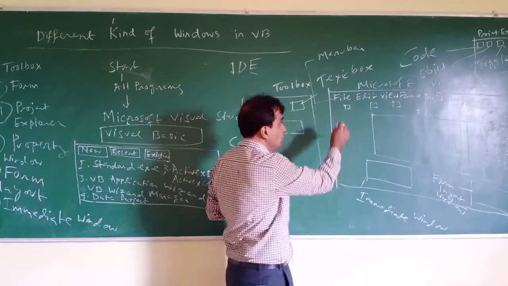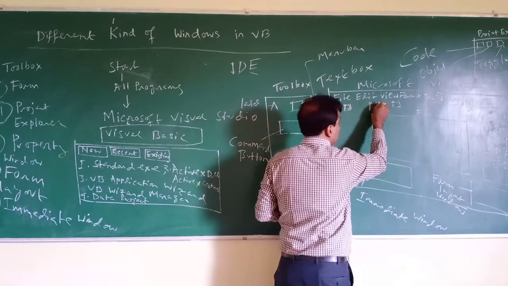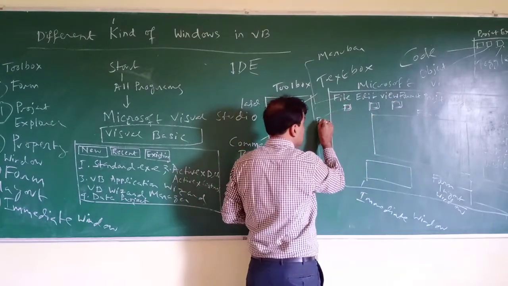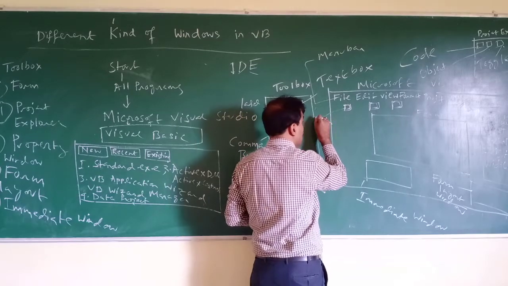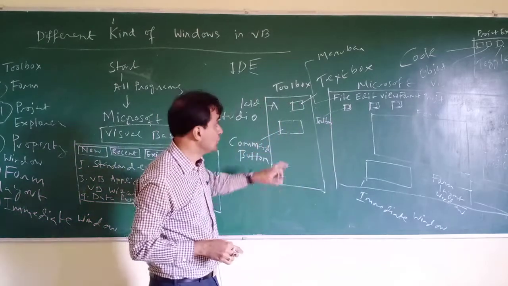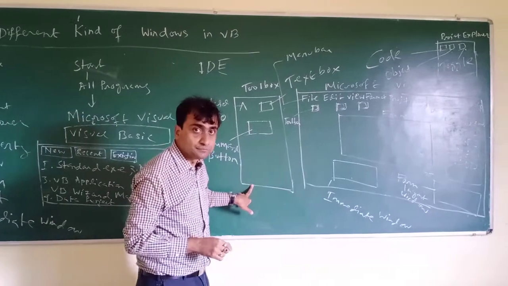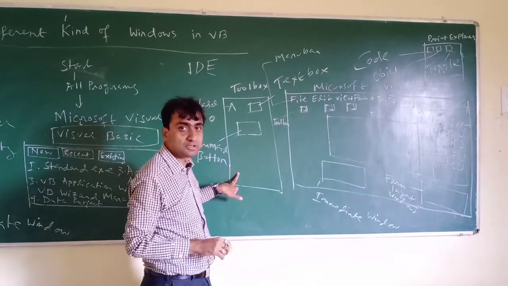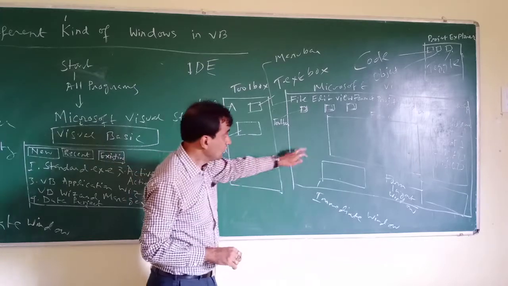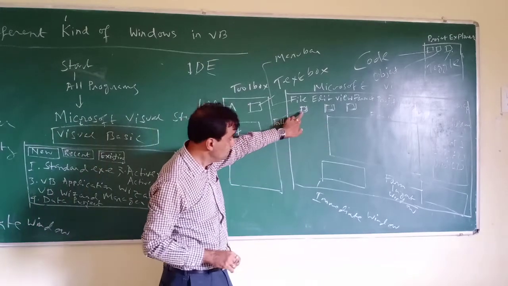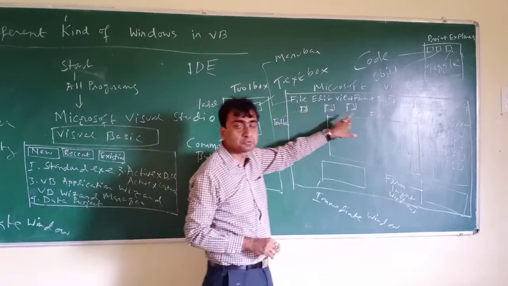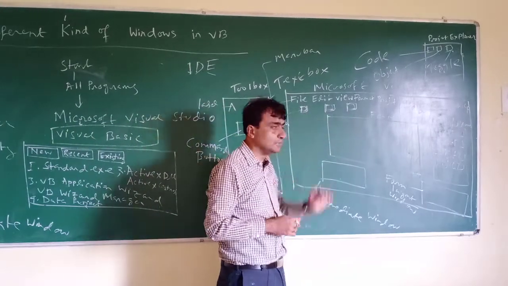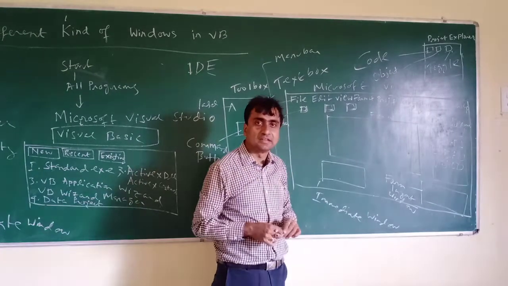Now below here what is there? These are called toolbars. See these icons. Toolbars are used for shortcuts. Toolbox is different, toolbar is different. Toolbar is not a window, toolbox is a window. Toolbox is a window here, but toolbar is not a window. Now below the toolbar, what is there? That is called what? Icons. So same purpose only.